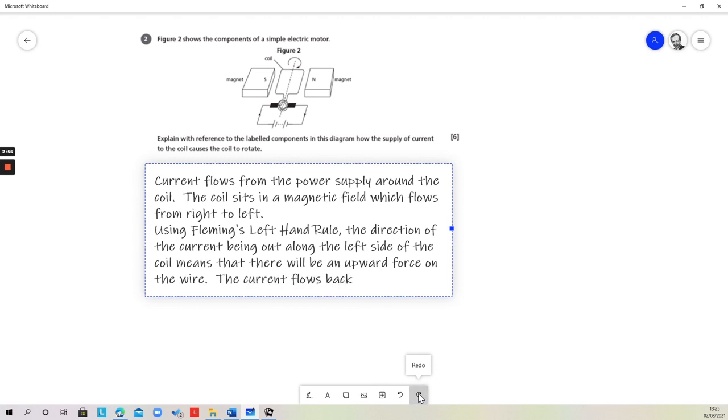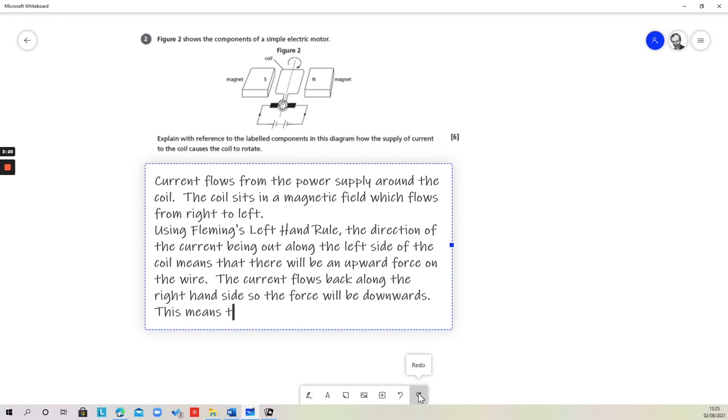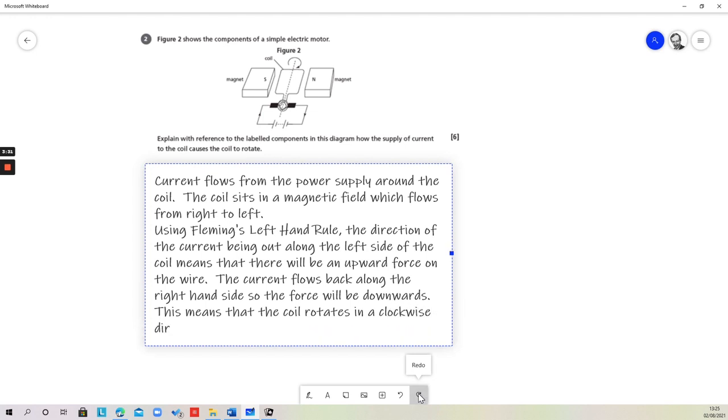So the current flows back along the right-hand side of the coil. So obviously that's in the opposite direction. It's now flowing towards the power supply there. So we can now say that the force will be downwards, because if the current's in the opposite direction, the field is the same. So that means that the force then is going to be downwards. This means that the coil rotates, and we can talk about the direction on this. The coil rotates in a clockwise direction, and that's a full and detailed answer.